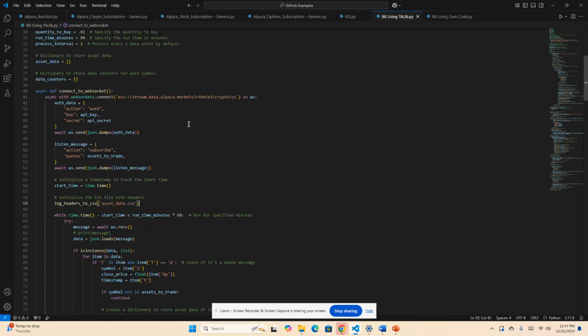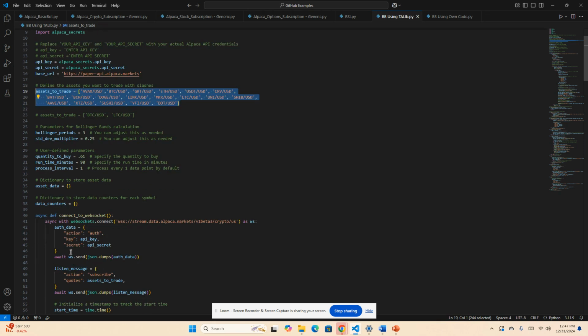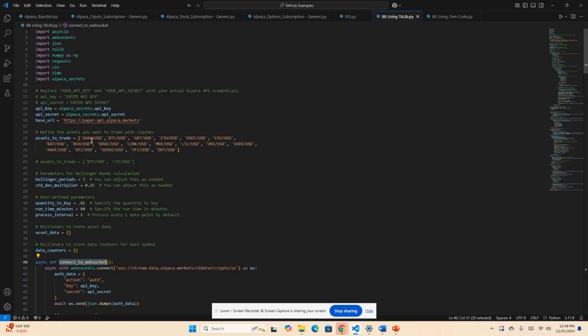And then the last two are virtually the same thing. The only difference is how I implemented the Bollinger Bands piece. So what this is going to do, and this also, by the way, shows off subscriptions, is it's going to look at all these assets. It's going to connect to a WebSocket, and it's going to run a Bollinger Bands algorithm. And just to call this out, I have greatly tweaked some of the standard parameters of Bollinger Bands.